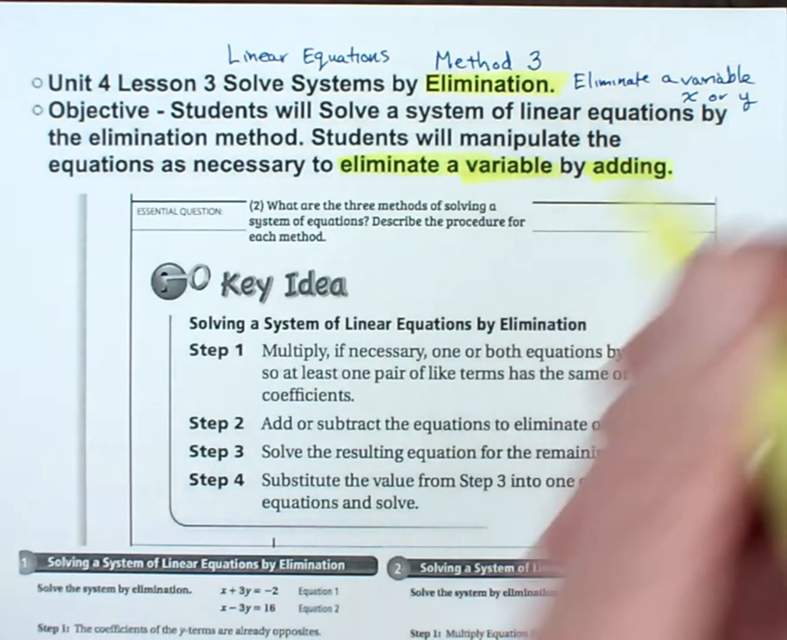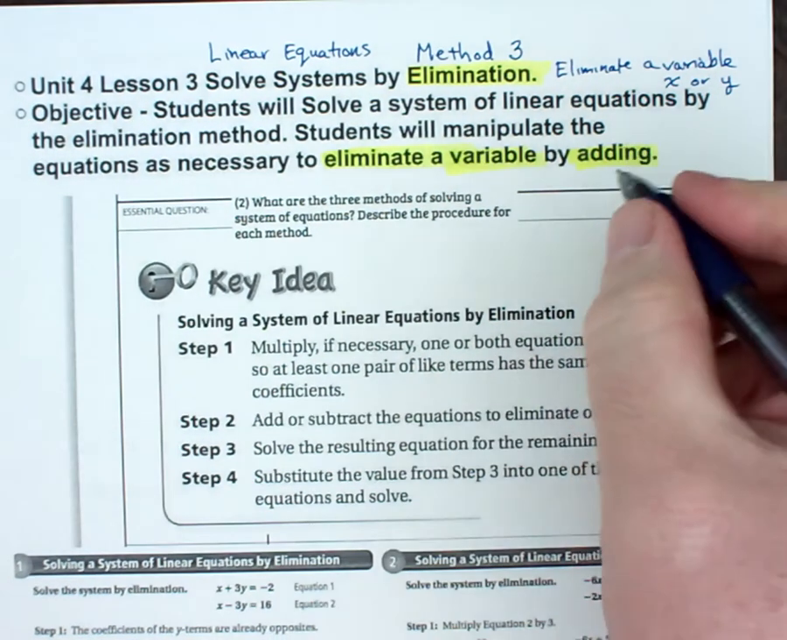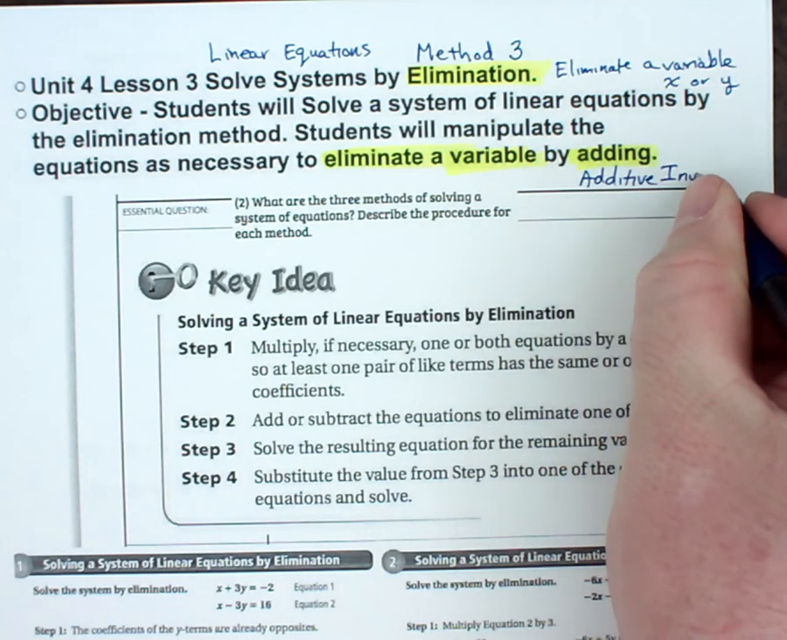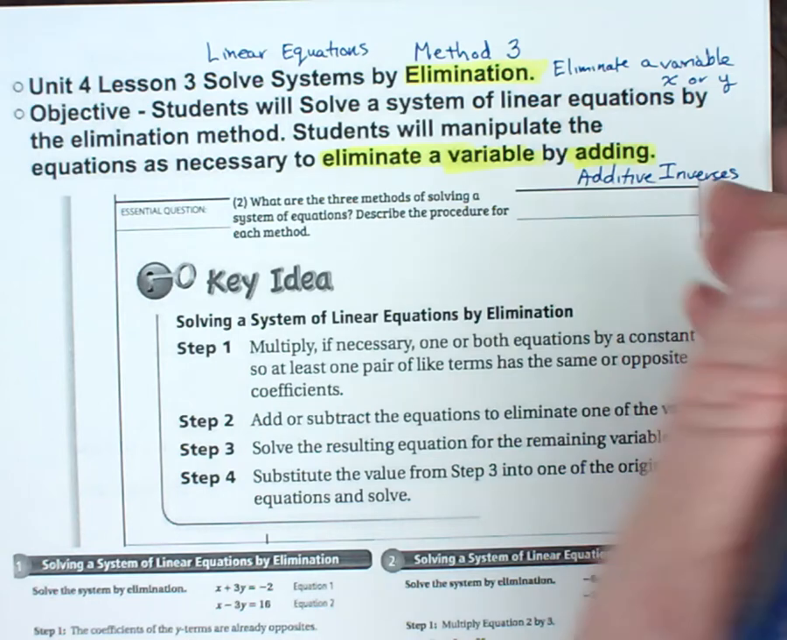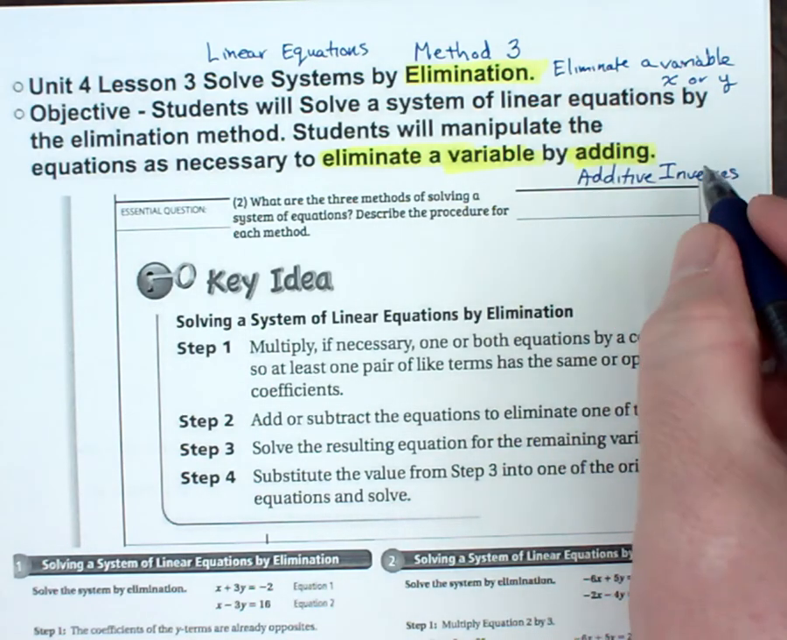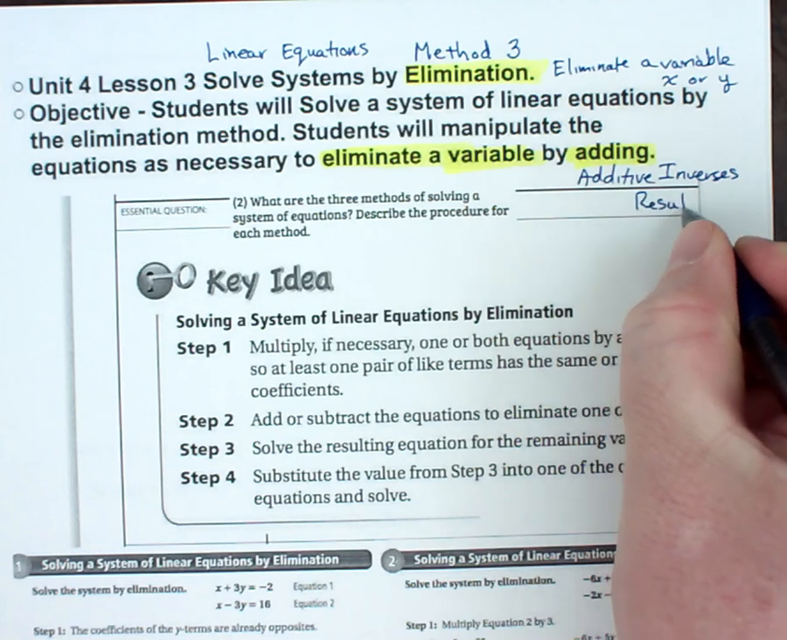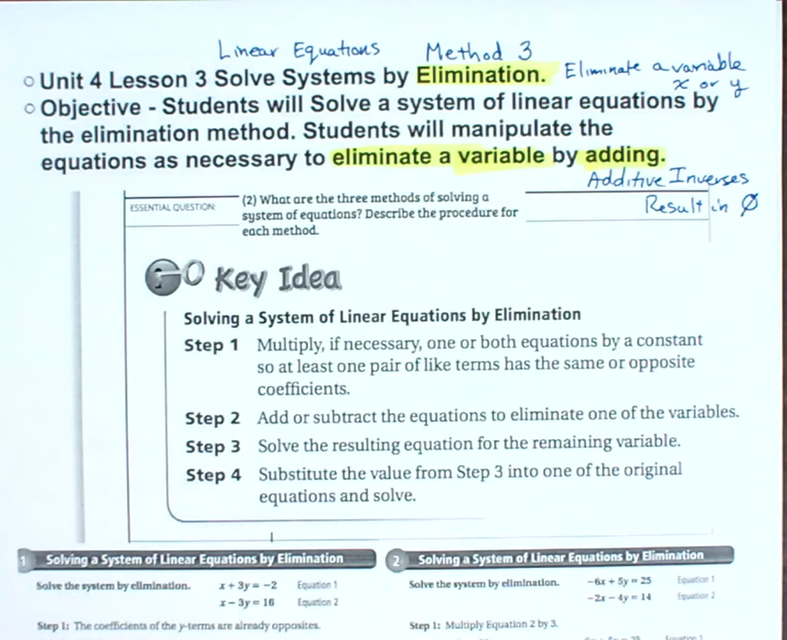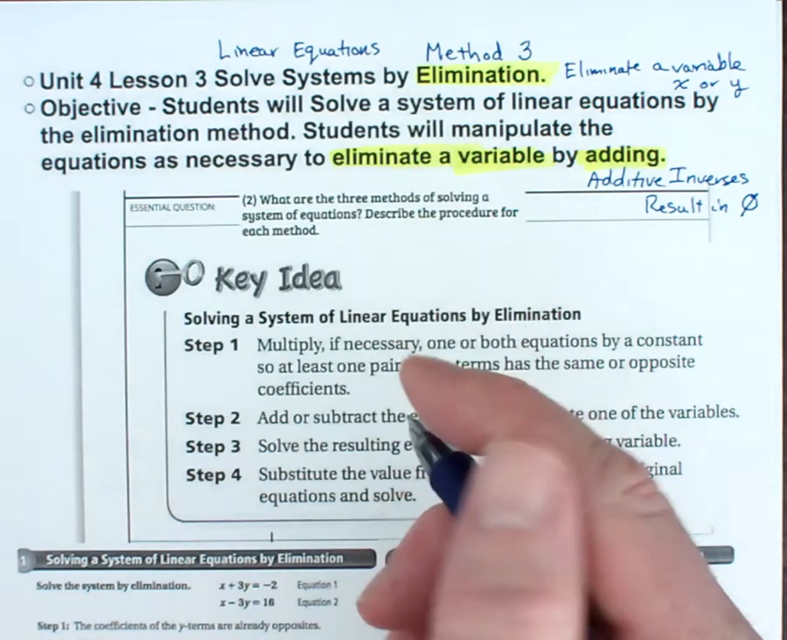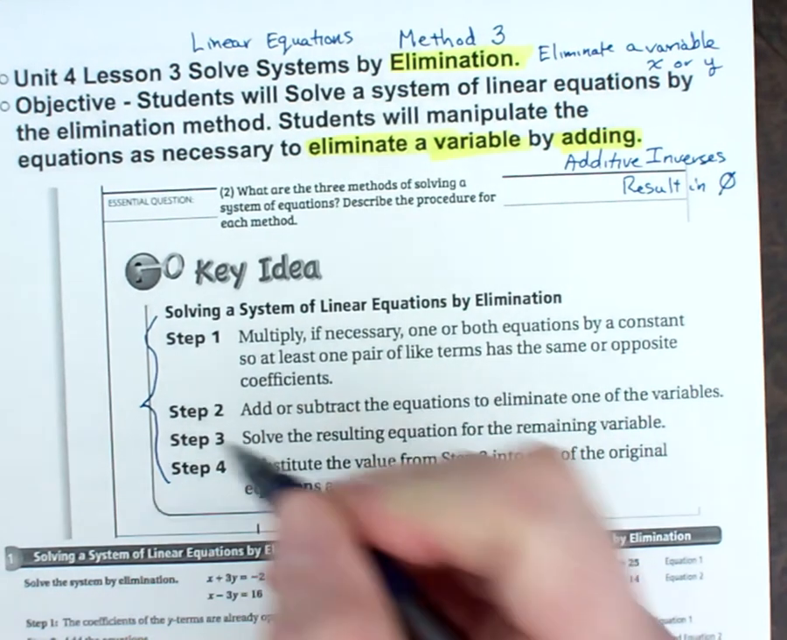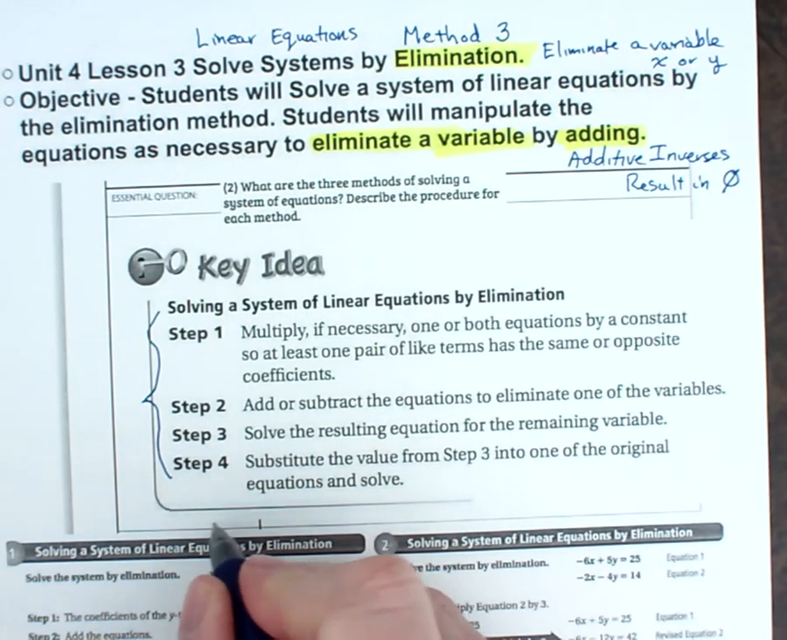Additive inverses are what they were called. When you add additive inverses like positive 6 plus negative 6, they always result in a 0. So we're going to learn this method using these 4 steps, but I'm going to actually add a step 5. So let's add step 5.